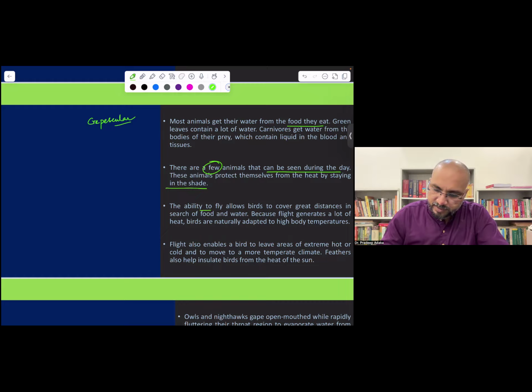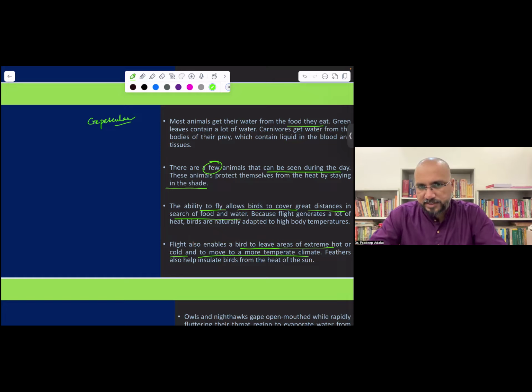So the ability of birds to fly allows the birds to cover great distances in search of food and water. They can fly and search for food and water. They can move to long distances. So birds, because flying activity is again consuming energy and the body gets heated up, they also have adaptation. So flight also enables the bird to leave areas which are extremely hot or cold to move to areas with more ambient temperature. So migration can happen in winter also, and in summer also.